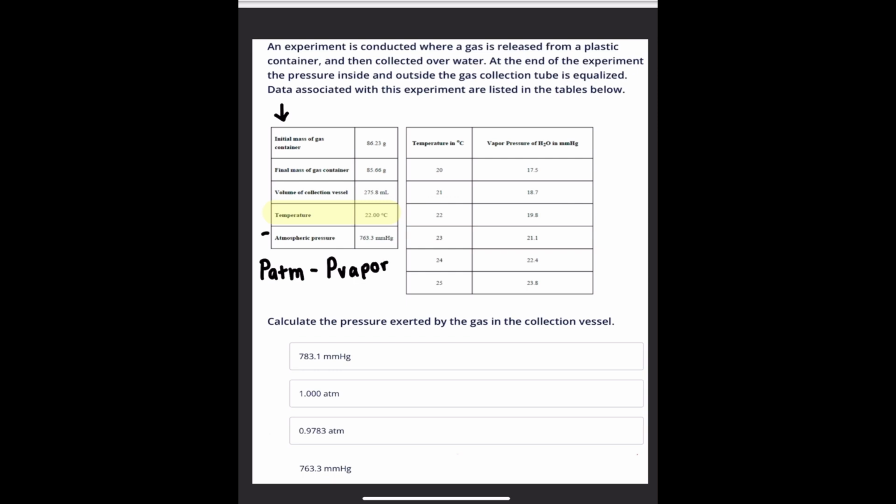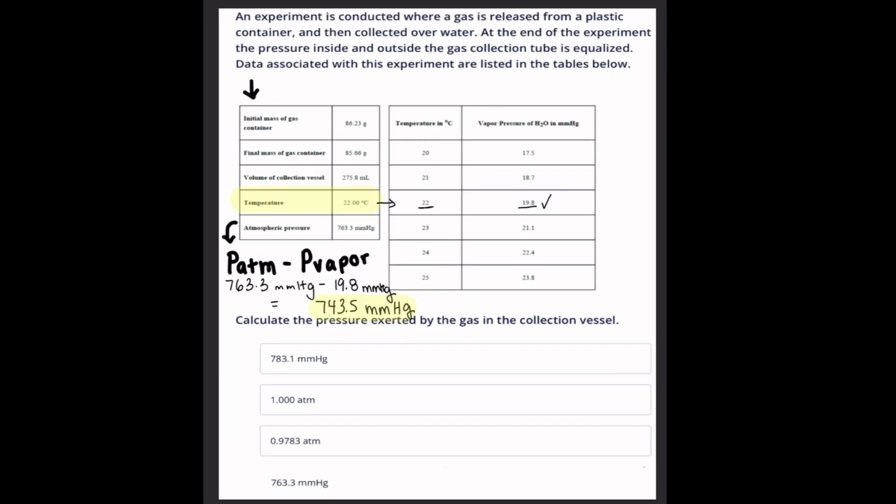We have the atmospheric pressure because it's given to us in the table. If we look at this temperature, we can follow it to the chart on the right that tells us what the pressure of the vapor is at 22 degrees Celsius. So this is the vapor pressure that we want to use in the problem. 763.3 millimeters of mercury minus 19.8 millimeters of mercury. When we subtract the two, we get 743.5 millimeters of mercury.